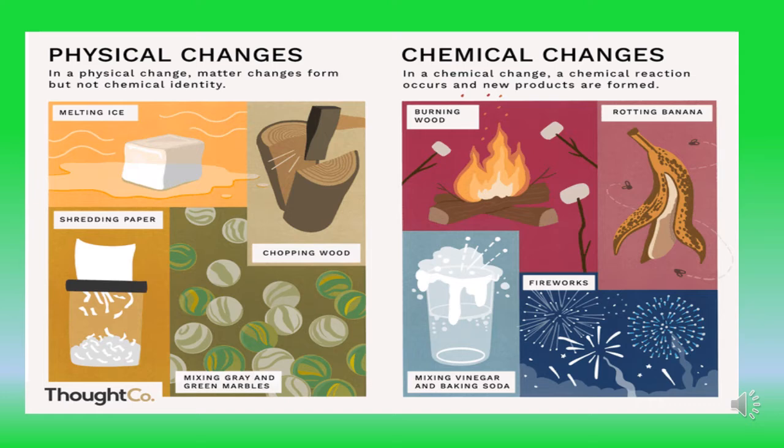From this we conclude what physical and chemical changes basically are. In a physical change, matter changes form but not chemical identity. And in a chemical change, a chemical reaction occurs and new products are formed. We've discussed most of these examples in the previous slide, so you should be able to understand this.